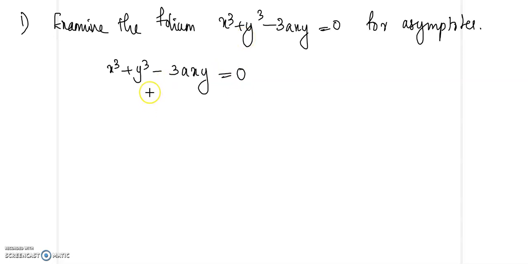Now here we know that m is equal to limit x tends to infinity of y by x, and we are given this curve. So let us substitute this limit into the curve and obtain an equation involving m from this equation. Then from that we will get the value of m. Then you can find out the equation of the asymptote.